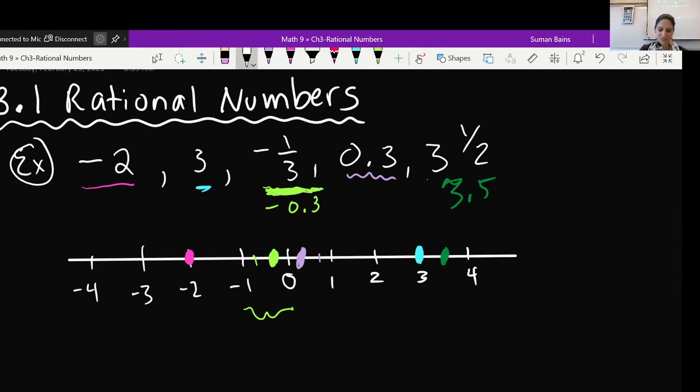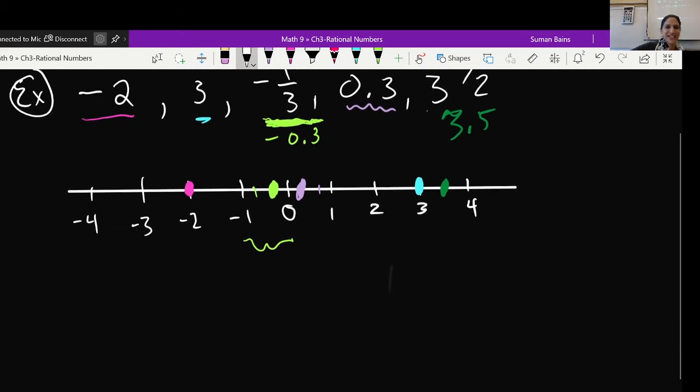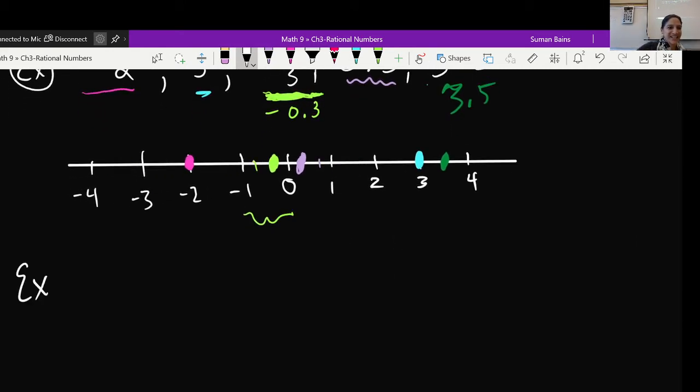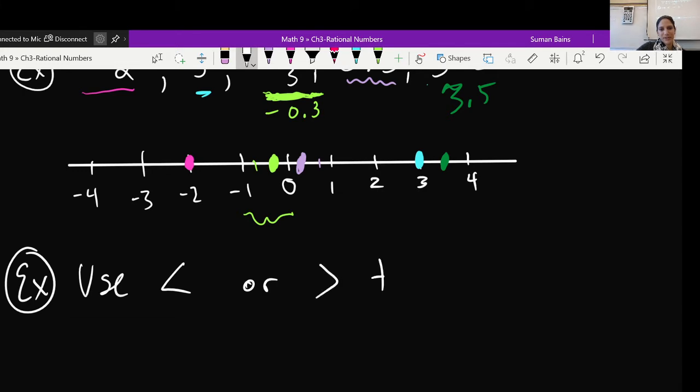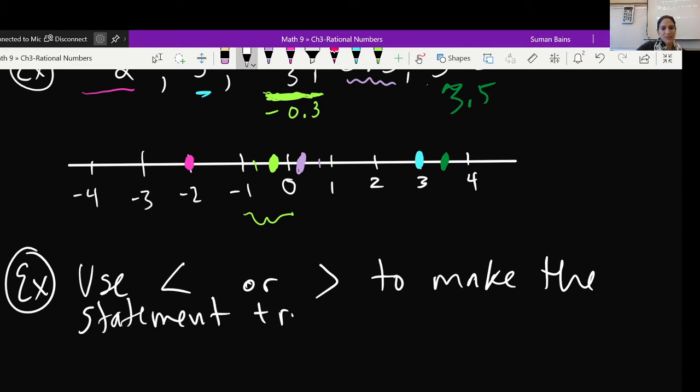Okay, so are we all good with that? And this is kind of like old news. Didn't even need to go through it. Oh boy, I feel like the whole lesson's gonna be like that. Okay, maybe it's gonna be less than 10 minutes then. Use this symbol or this symbol to make the statement true.